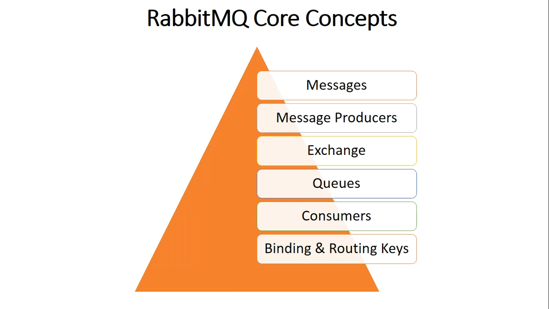As I mentioned, there is a relationship, or a correlation, between exchanges and queues in a message broker, and that is through binding and routing keys. Whenever a message is produced by the producer, the message is sent using a routing key. Then there is a binding between the queues and the exchange, so this routing key is used to decide the binding.